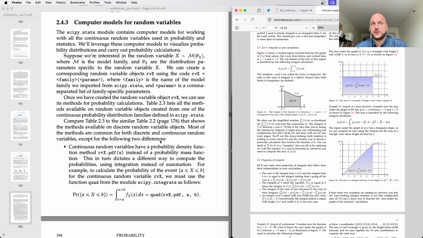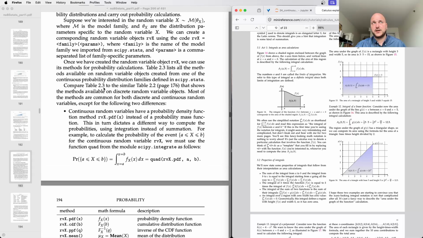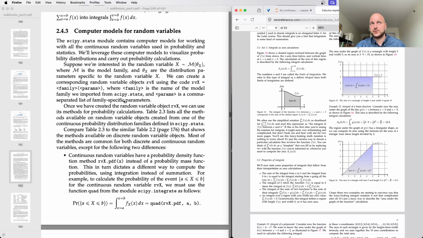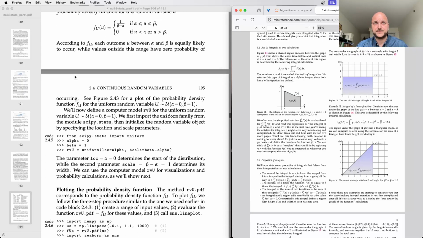Okay, once you know calculus, the rest of section 2.4 is on easy mode. Essentially, we're doing search and replace. Everything you know about discrete random variables, if you replace the summations by integrals, we get the same concept. So there's the probability calculations. You can create computer models for random variables. The methods are almost identical, except there is a probability density function now instead of a probability mass function.